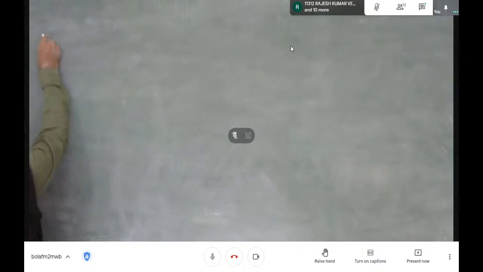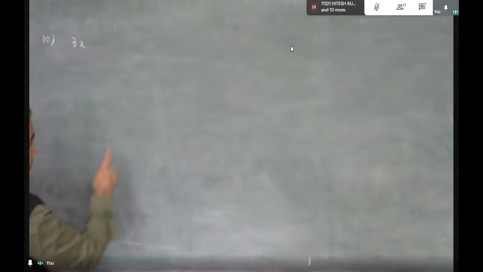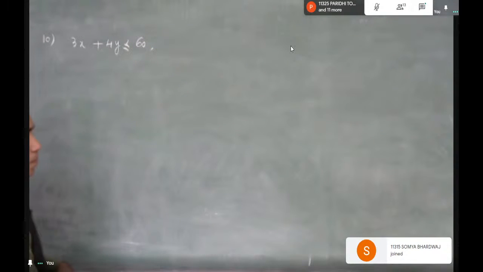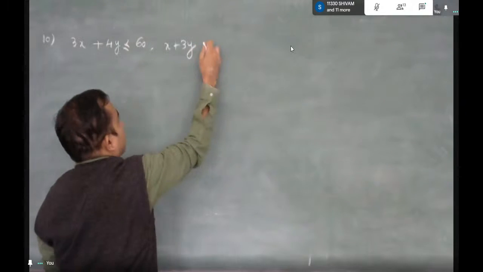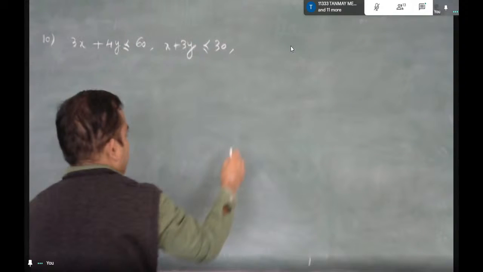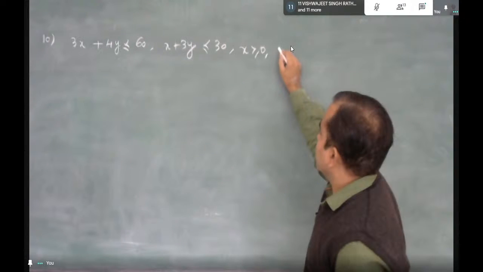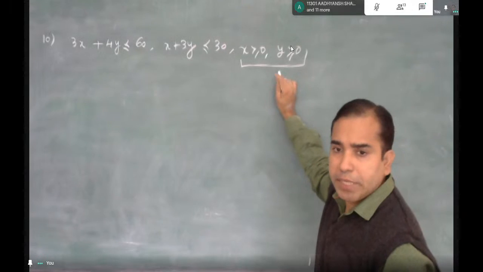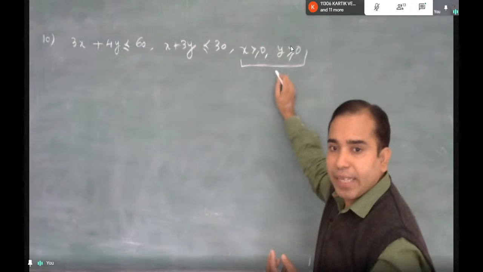Yes, sir. 3x plus 4y is less or equal to 60. Okay. Comma, x plus 3y is less or equal to 30. Okay. X is greater or equal to 0. Y is greater or equal to 0. Okay. My dear students, these two things you need not draw separately. You don't need to draw them actually. These two things together mean the first quadrant.